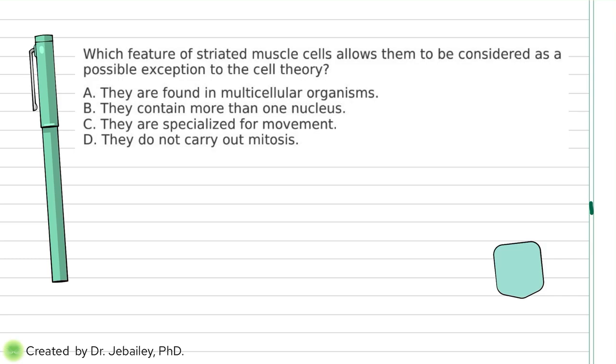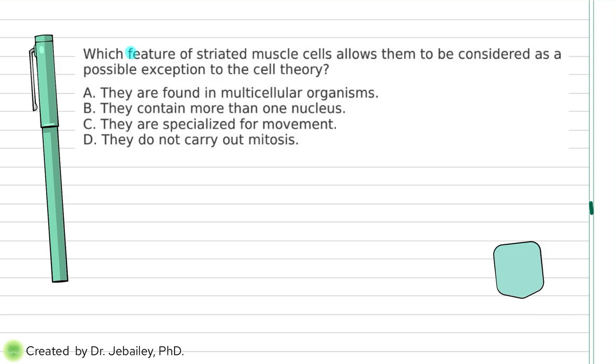So first thing we're going to do is actually read the question. It says here, which feature of striated muscle cells allows them to be considered as a possible exception to the cell theory? So that was your first time, get out of the anxiety. And you know that this has to do something with the cell theory and exception. So now your mind is popping with all the possible ideas about this topic. Then the second time, you can underline or you can highlight.